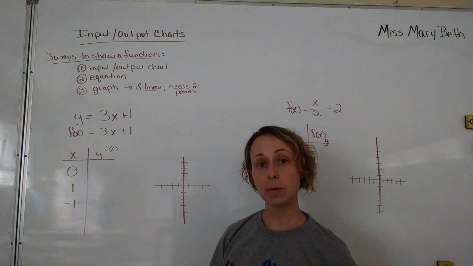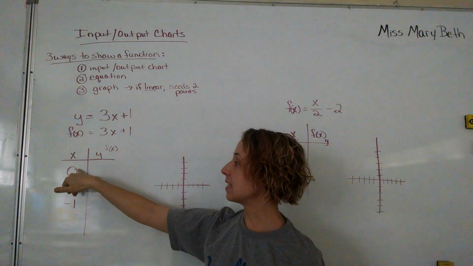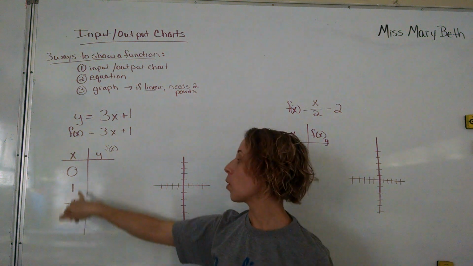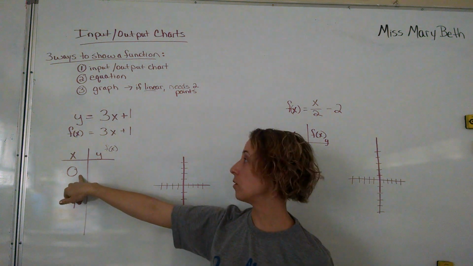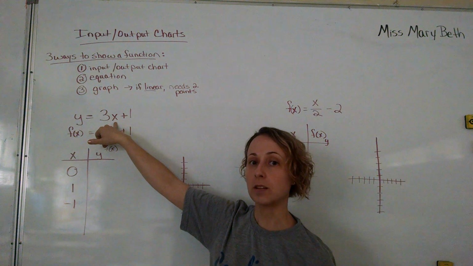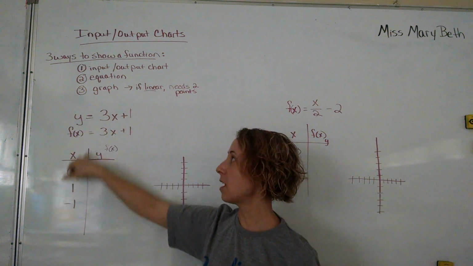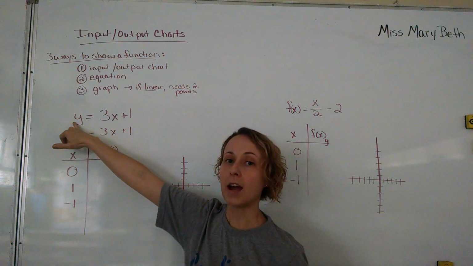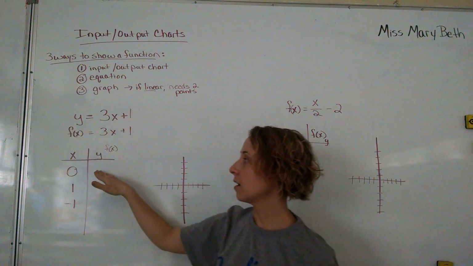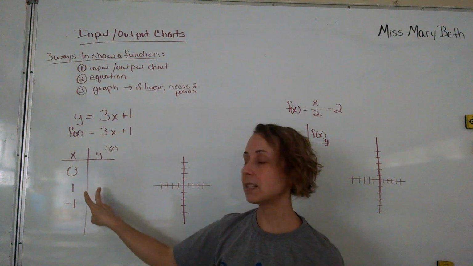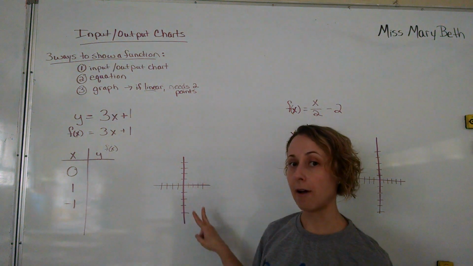Okay, here's what we do. We are guessing 0, 1, and negative 1 as our x values. We're going to take each of these values and put it in the equation and solve that equation then for that number to see what our y is. And then our y will go on our chart. That will give us the coordinates we need to put on our graph.